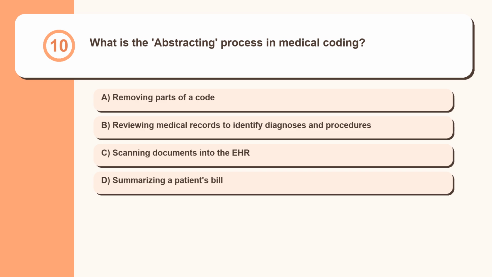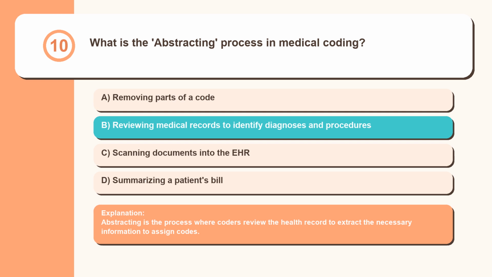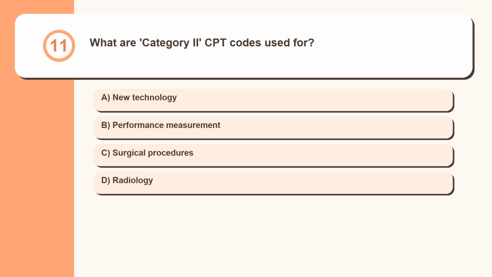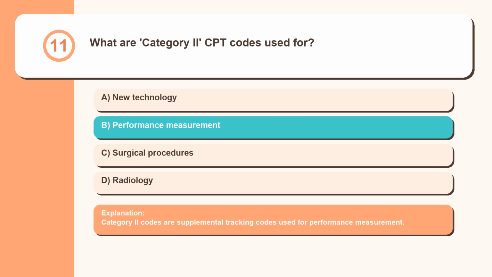Question 10. What is the abstracting process in medical coding? Removing parts of a code, reviewing medical records to identify diagnoses and procedures, scanning documents into the EHR, summarizing a patient's bill. Abstracting is the process where coders review the health record to extract the necessary information to assign codes. Question 11. What are Category II CPT codes used for? New technology, performance measurement, surgical procedures, radiology. Category II codes are supplemental tracking codes used for performance measurement.